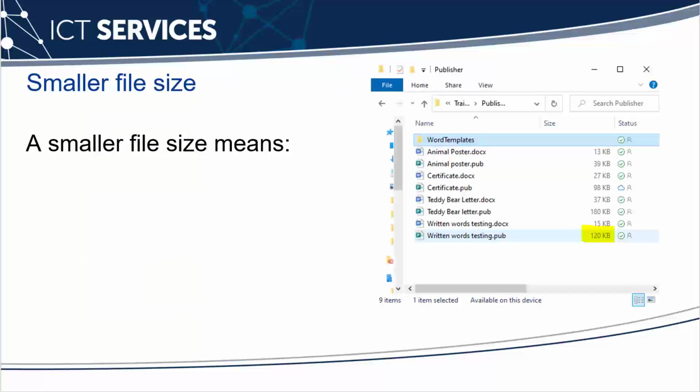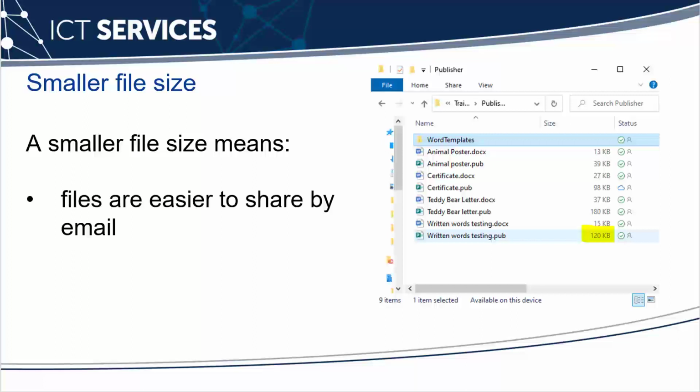A smaller file size. It's useful to be able to save files in a smaller size because this means that they are easier to share by email. You can see here that these are the same document, but as a Word file, this first one only takes up 13 kilobytes, whereas this second one, which is the Publisher file, is 39 kilobytes. If you've got a large Publisher file, you may have trouble sharing this.